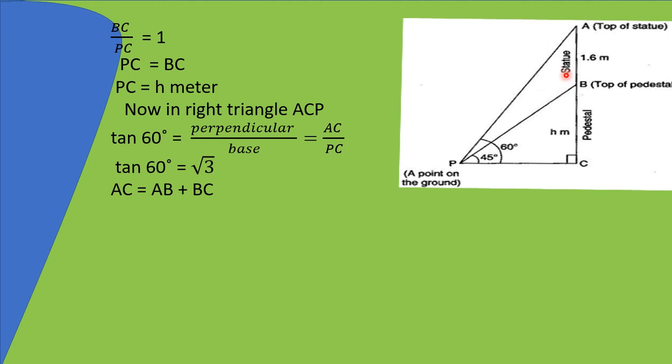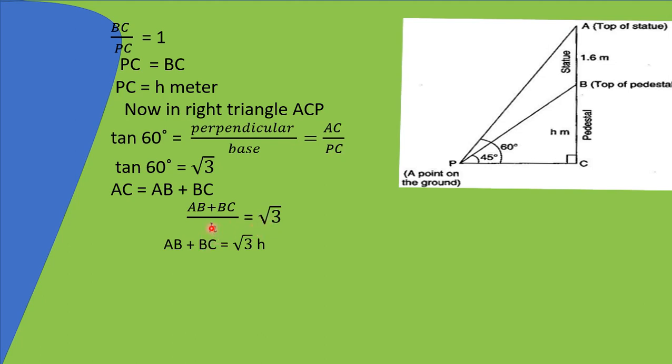Now as in this figure, when we observe AC, this line segment divides into two parts, AB and BC. So in place of AC we can write AB plus BC. So we have AC as AB plus BC upon PC. This is the value of H. So AB plus BC upon H is equal to root 3.